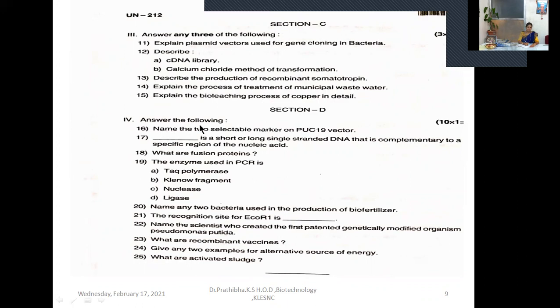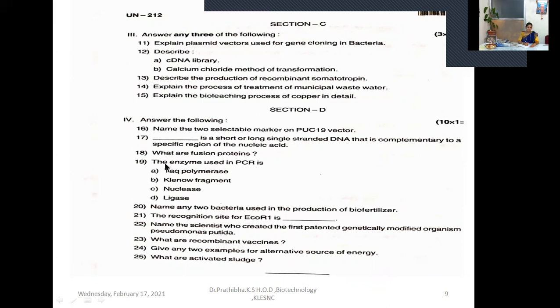Section D. Answer the following. You can answer this in one word or one sentence. Name the 2 selectable markers on pUC19 vector. Dash is a short or long single stranded DNA that is complementary to a specific region of the nucleic acid. What are fusion proteins?